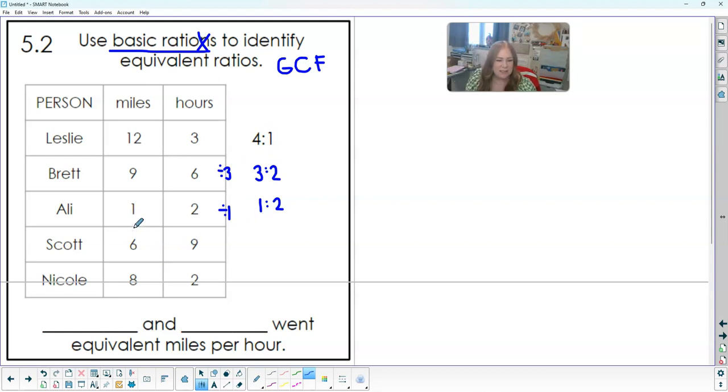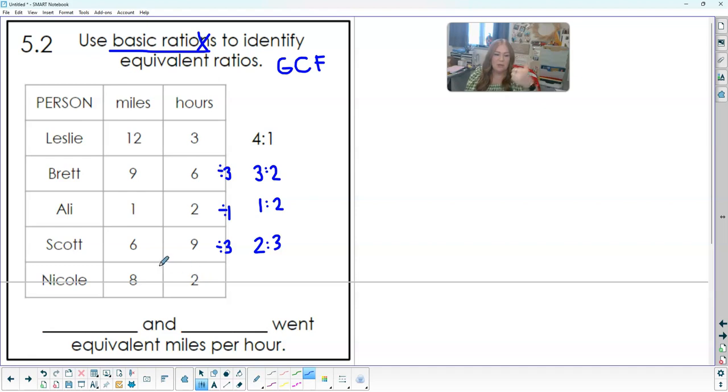Now we have Scott did 6 miles in 9 hours. He's walking a little slow. So we already saw these common factors was 3. 3 can go into 6 and 9. So 6 divided by 3 is 2. 9 divided by 3 is 3. So even though Brett and Scott had the same numbers, they were in opposite places. These ratios are not the same. They're opposites of each other. They are not equal.